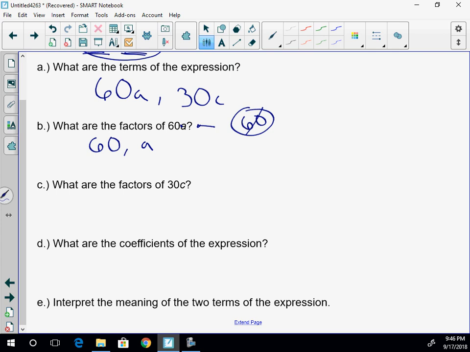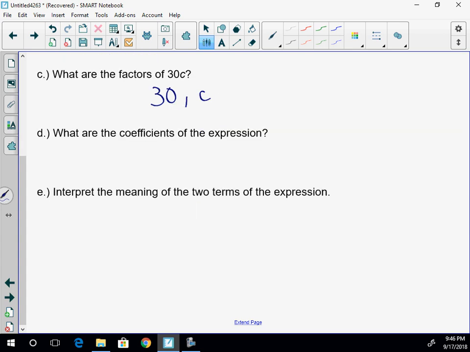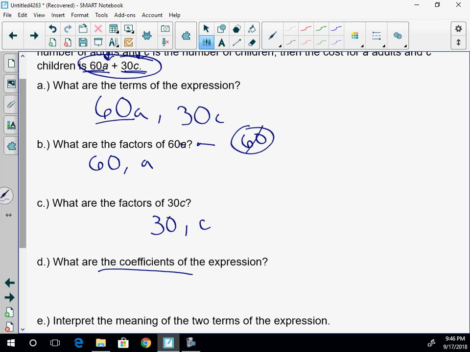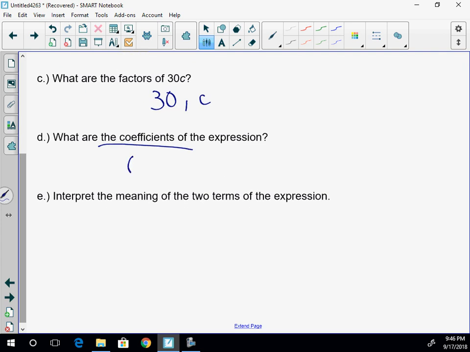For the same reason, what are the factors of 30C? That is 30 and C. Then if we look at the next question, what are the coefficients of the expression? Well, 60A, 30C, they both have variable parts, so then 60 and 30 are the coefficients of that expression.